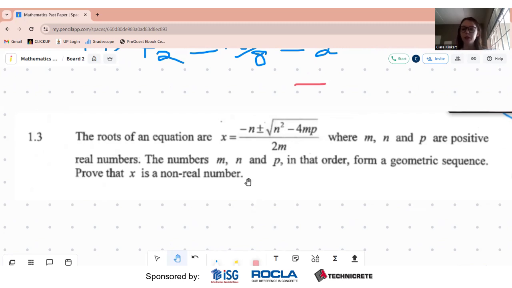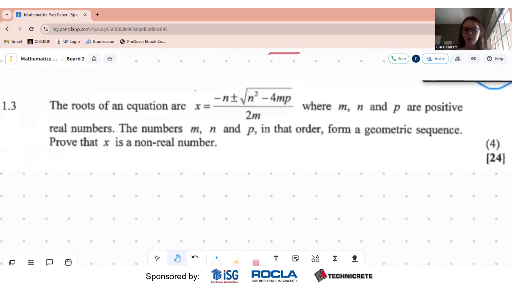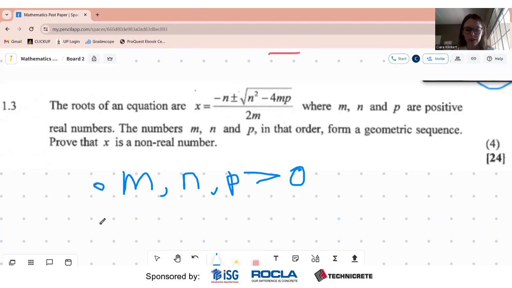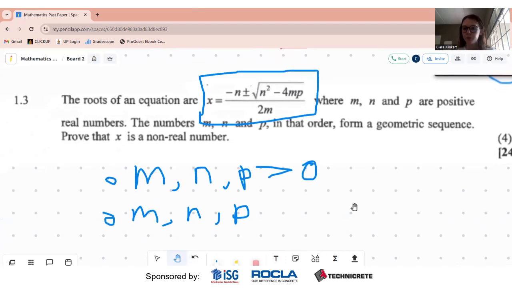Now, with these kinds of problem-solving questions, I like to extract the important information and actually write it down before I get started. So one of the important things here is that m, n, and p are all greater than 0, okay? Another important fact is that m, n, and p form a geometric sequence, okay? I've also got to consider the roots. So that brings me back to my nature of roots stuff that I explained in the previous video.